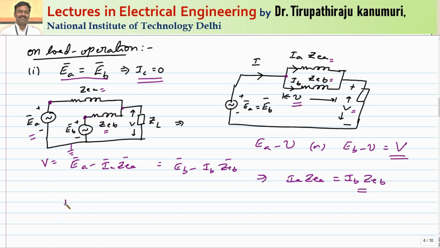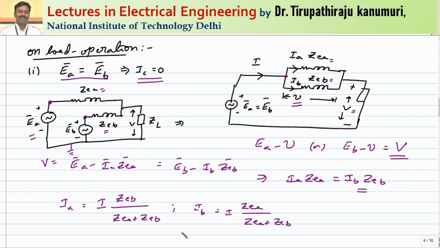So from this I can tell the value of IA will be equal to I times the other resistance divided by the total resistance. You agree with me? So this will be I times the other impedance. The other impedance will be ZEB divided by ZEA plus ZEB. Similarly, I can calculate my value of IB will be equal to I times ZEA divided by ZEA plus ZEB.